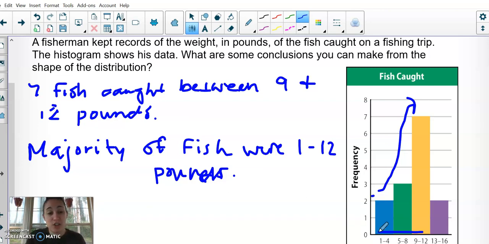So the only thing you can do is describe the way the graph looks, like saying that 7 fish were caught between 9 and 12 pounds, or how the majority of the fish were 1 to 12 pounds in size. So unfortunately, measures of center cannot be determined with a histogram. So this is as detailed as we can possibly get here.